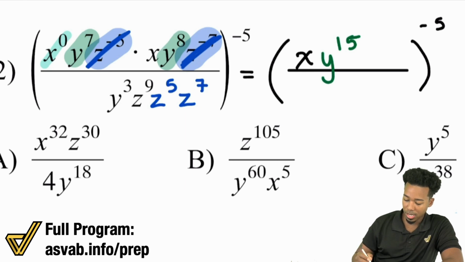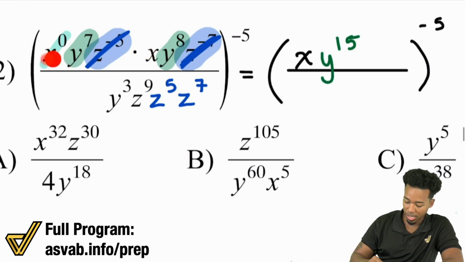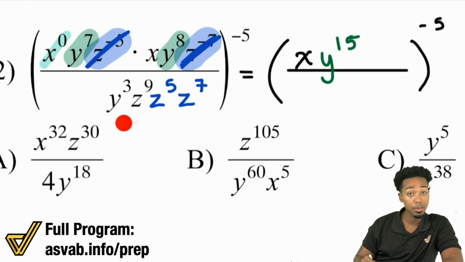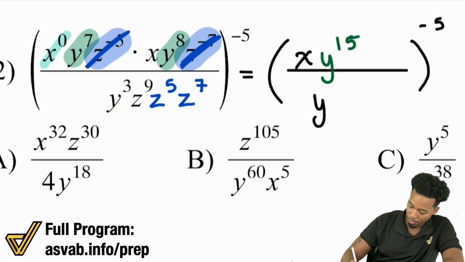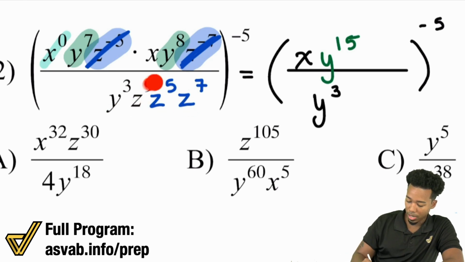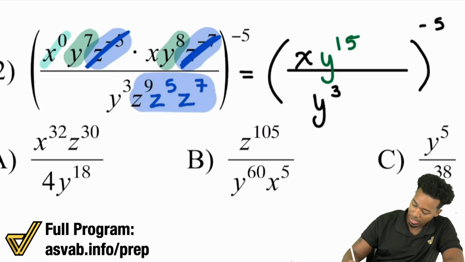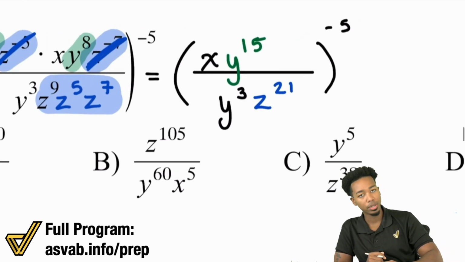I don't have a z in the numerator. Everything's taken care of. So now I'll look to the denominator. I have y to the power of 3, no other y's, so I'll just rewrite that. And then what do I have? Z, Z, Z. So 9, 5, 7, add those all up, and we'll get 9 plus 5 is 14, plus 7 is 21. So that'll be right here, taking care of all this together. That's Z to the power of 21. Let's keep it going now.